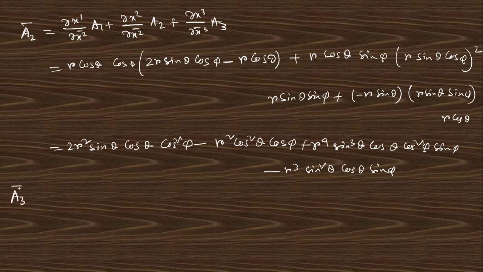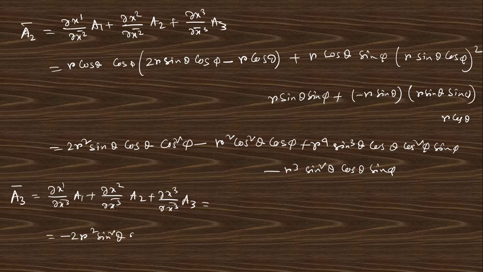Similarly, in case of a3, this is the expression: ∂x1/∂x̄3 a1 plus ∂x2/∂x̄3 a2 plus ∂x3/∂x̄3 a3. You will get the answer. Just process, you will get the answer like that.